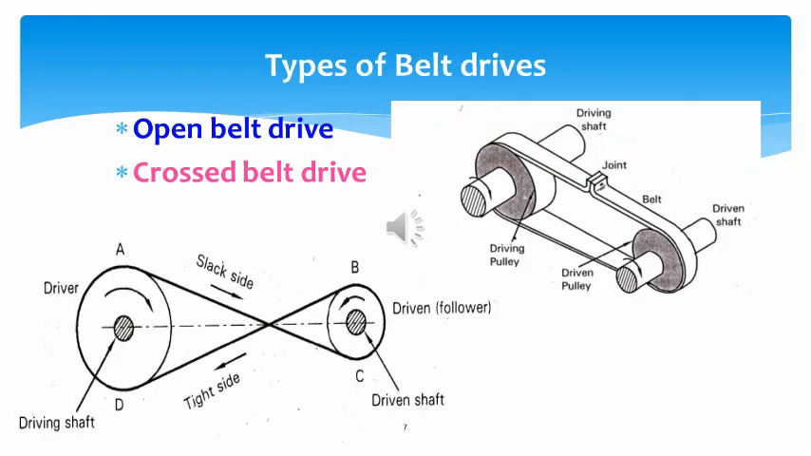This is a typical example of belt drive. You have open belt drive and crossed belt drive, or closed belt drive, as we say. On the right hand side you can see an open belt drive.